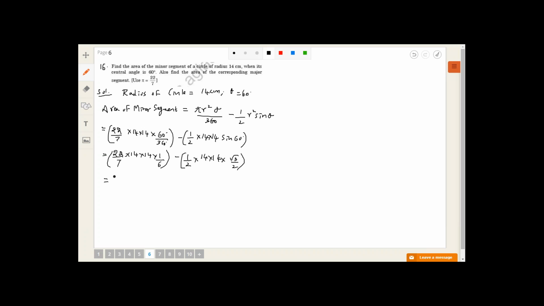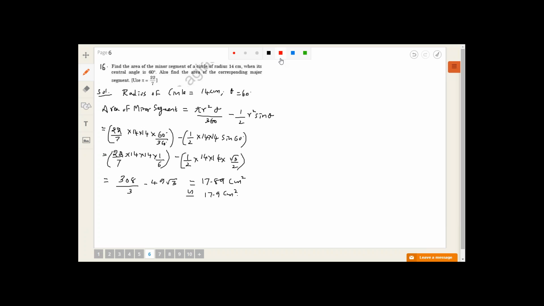Now calculating, we get this is 308 by 3 minus 49 root 3. That amounts to 17.89 centimeter square, or we can approximate it as 17.9 centimeter square.